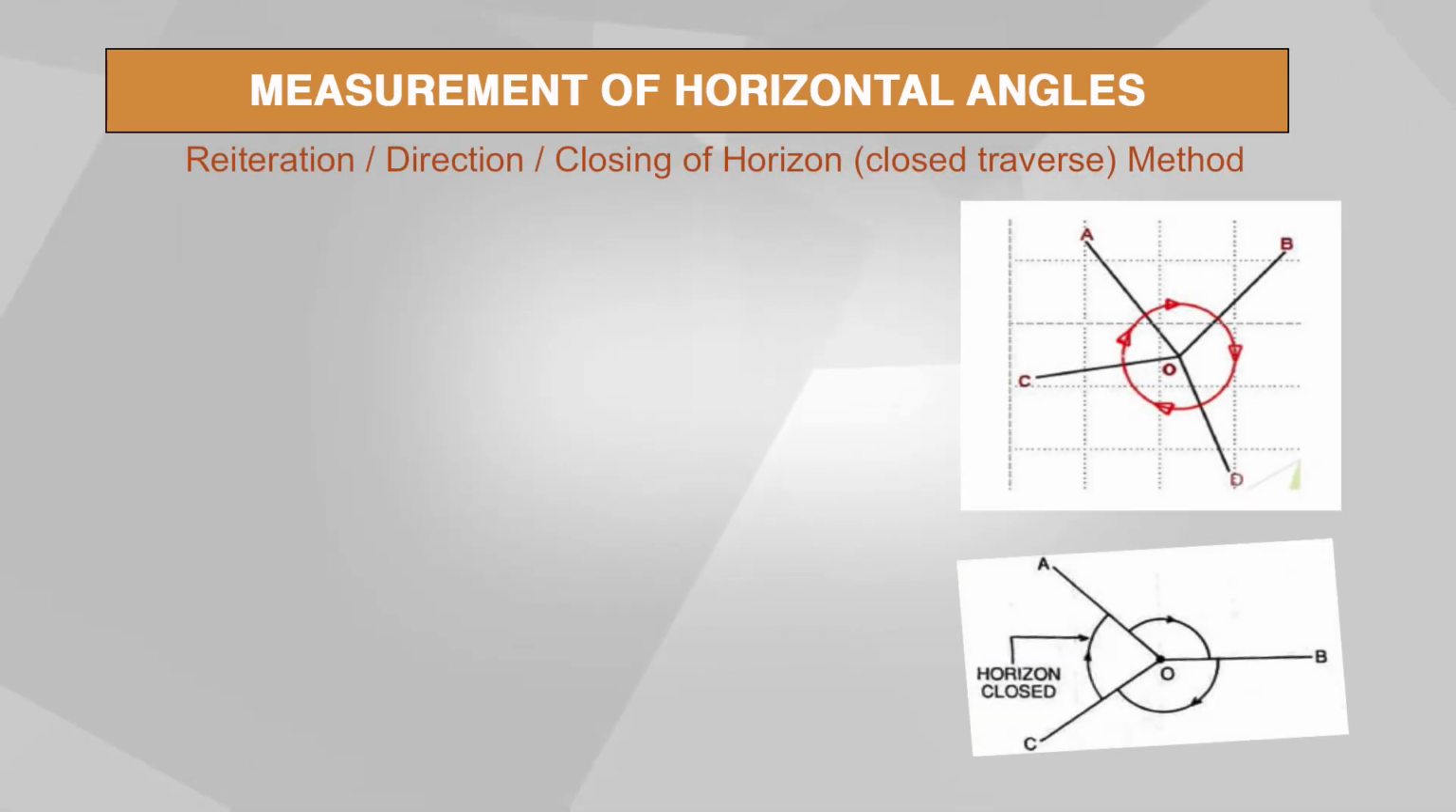The other method of measurement of horizontal angle is the reiteration method. This is also called the direction method or closing of horizon method. It is basically adopted in a closed traverse or at a place where a multiple number of readings around the theodolite are to be taken.